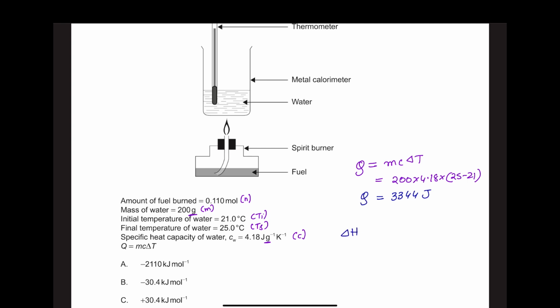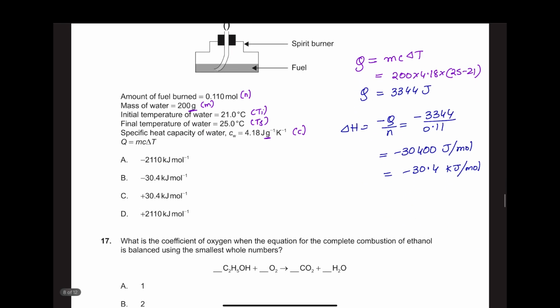Now, enthalpy of combustion for calorimetry is given by this expression, negative Q over n. So negative 3344 divided by 0.11. It will give you negative 30,400 joules per mole. Divided by 1000, it will get minus 30.4 kilojoules per mole. So that is option B.